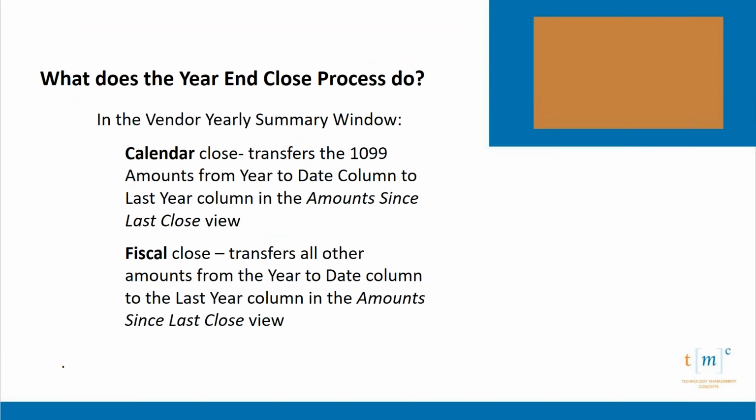What we do in the year-end close process, in the summary window, calendar year transfers information for like 1099 amounts from year to date to last year. The fiscal close will transfer all other amounts from year-to-date column to last year column. 1099 is the only part of our payable system that is calendar date driven. Everything else will be done off the fiscal year end, however you have that set up in your company setups.